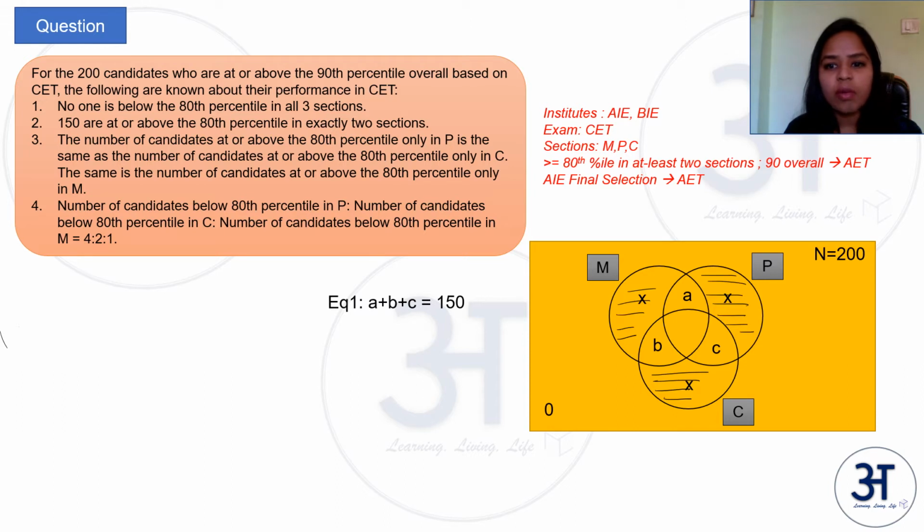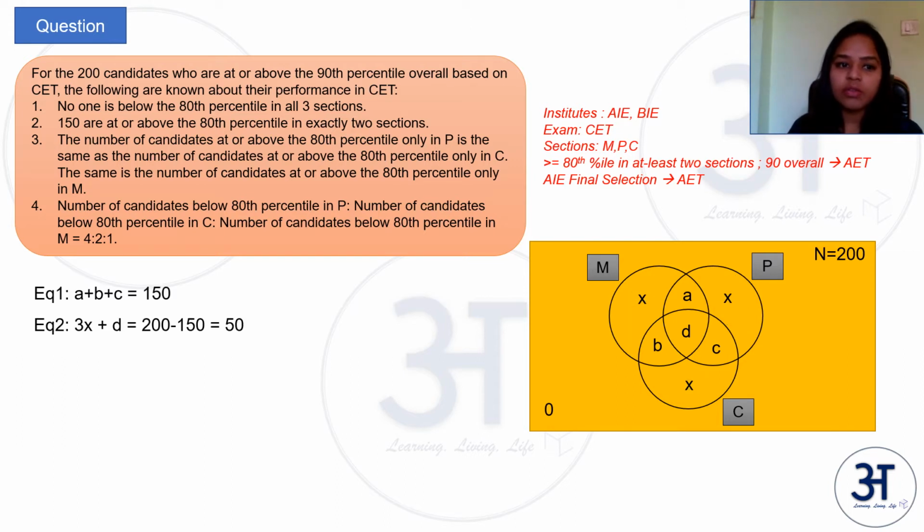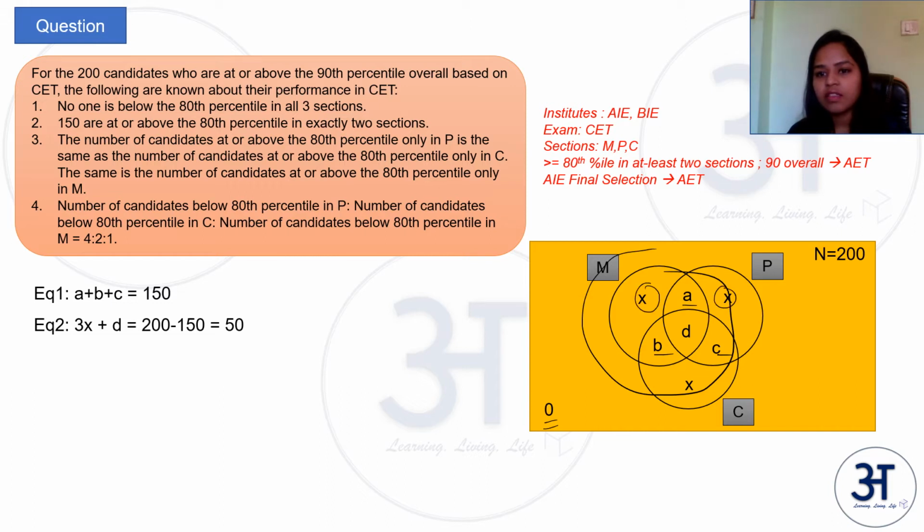So this is giving about some ratios. As of now, the only unfilled part is the common for all the three, that is D. So equation 2 we can get as 3x plus D is equal to 200 minus 150. Why? Because all of this is 200 together and this is 0, right? And we know that A plus B plus C is 150. So the remaining x plus x plus x plus d, that is 3x plus d, should be equal to 50. Now let's move to point number 4.